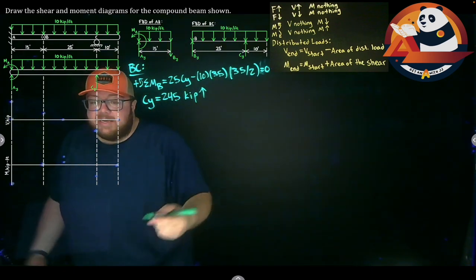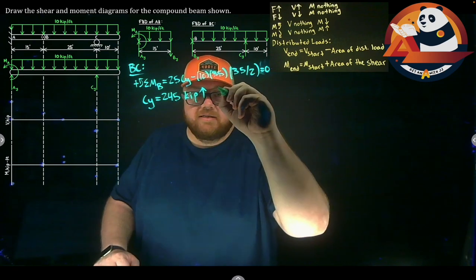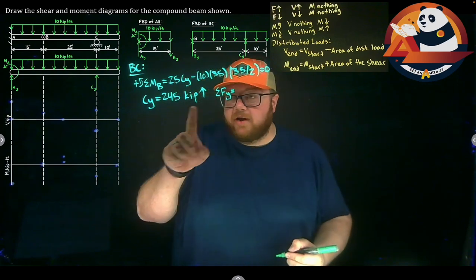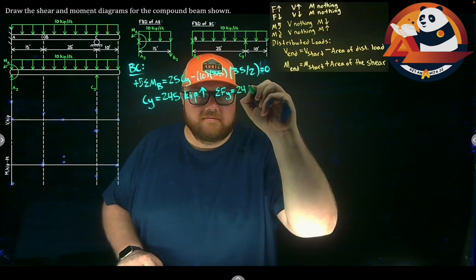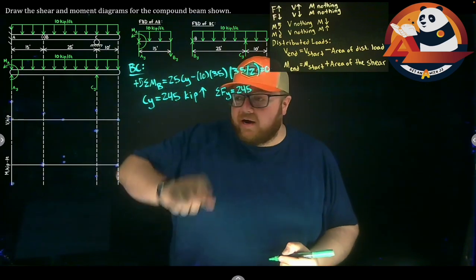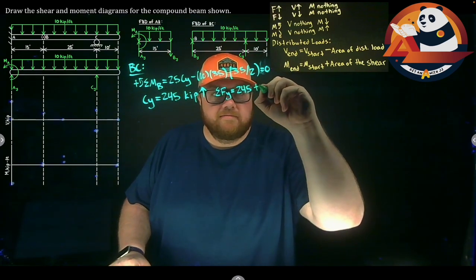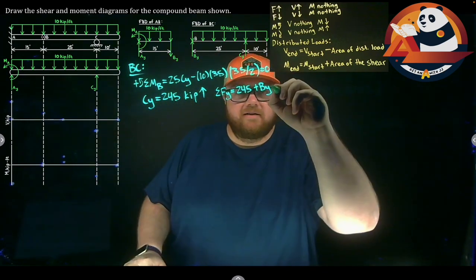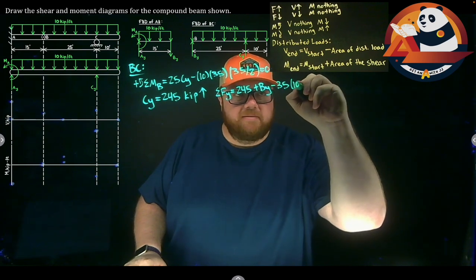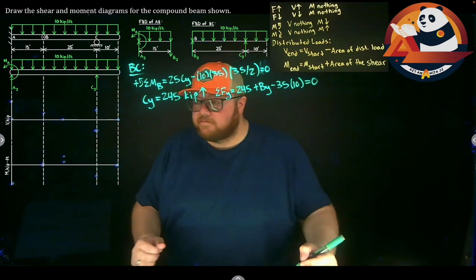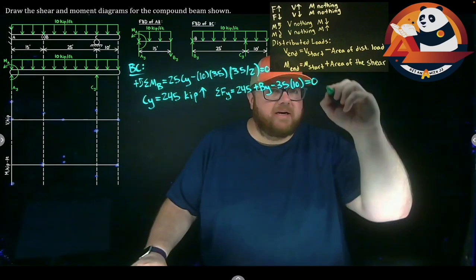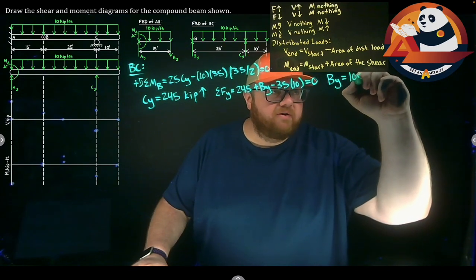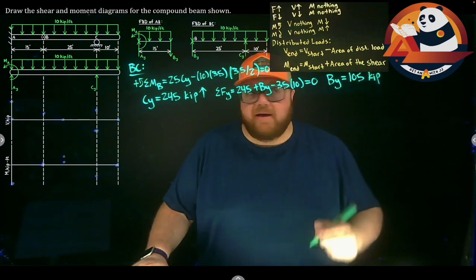From there, with that one known, I can sum forces in the Y and I'll get BY. Summing my forces in the Y direction, I have CY going up 245. On this free body diagram, I'll put BY goes up, so plus BY, minus my distributed load, or minus 35 times 10, equals 0. Which, if I solve for BY, I will get BY is 105 kips. That's an internal connection.